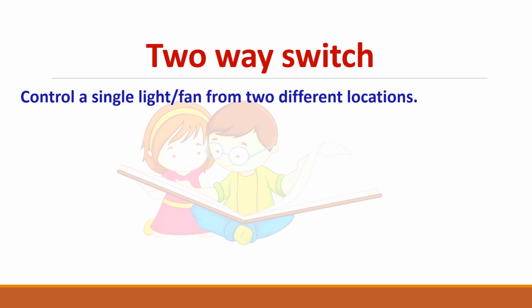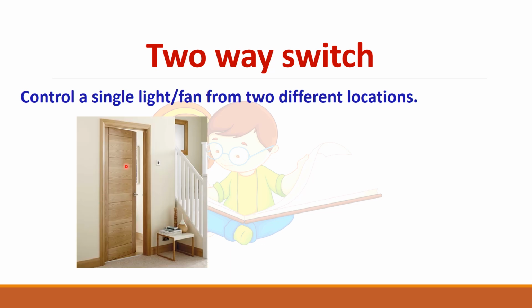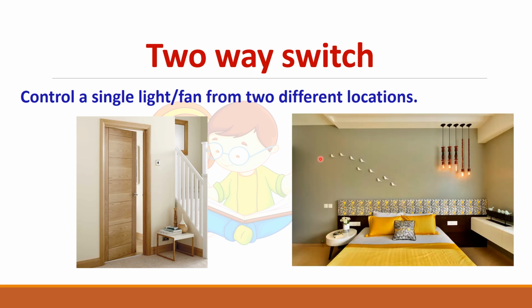The two-way switch can be used to control a single light or fan from two different locations. For example, take this as your bedroom, and when you want to enter the room, you will switch on the light from outside itself. After lying on the bed before sleep, you can switch off the same lamp from a different location, that is near the bed itself. So a single lamp is controlled by two switches from two different positions. So for this purpose, this two-way switch can be used.